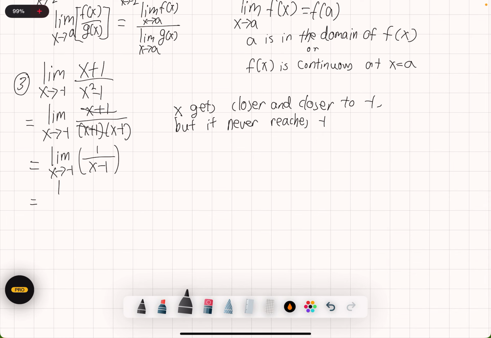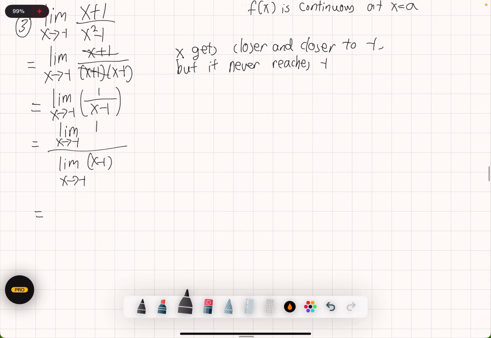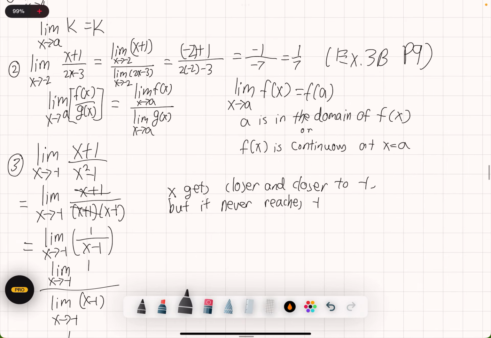To evaluate this, we use the theorem above. So this means that we have the limit of 1 as x approaches negative 1 over the limit of x minus 1 as x approaches negative 1. So what this gives is 1 over negative 1 minus 1, which is negative 1 over 2. And this is problem 22 from exercise 3b.